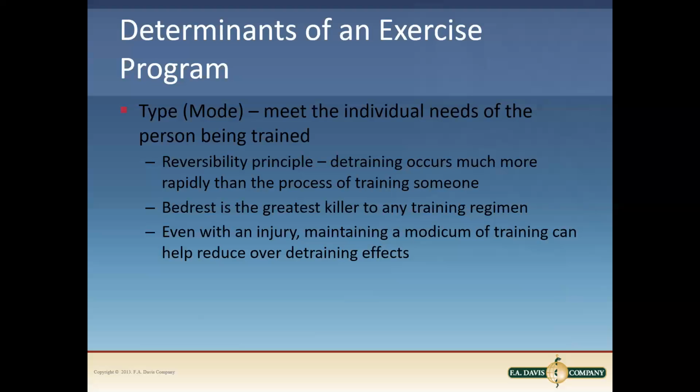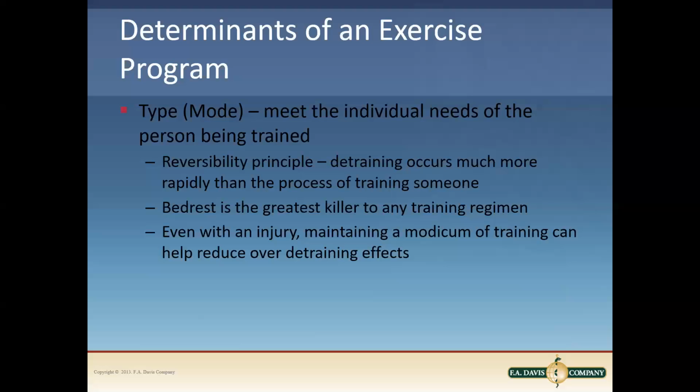A lot of times when you think about it, if you're down for the average work week for 5 days, right? You've lost a month's worth of training. And it's going to take you a month to get all that back. Bed rest is the greatest killer to any training regimen. Putting somebody on bed rest, yeah, you lost all leg muscles. Amazing, right? When I broke my neck and my arm went into a sling, it was like 2 weeks and I lost most of the use of my muscles in my arm. It amazed me how fast detraining occurs.